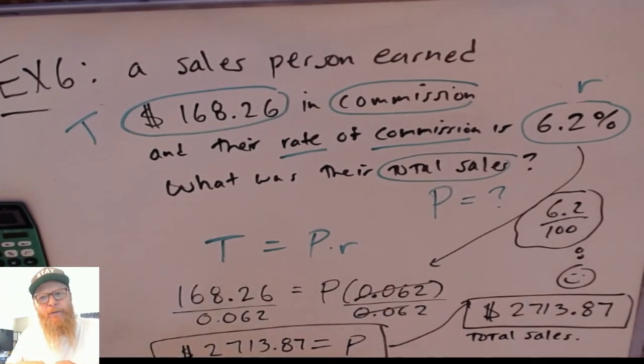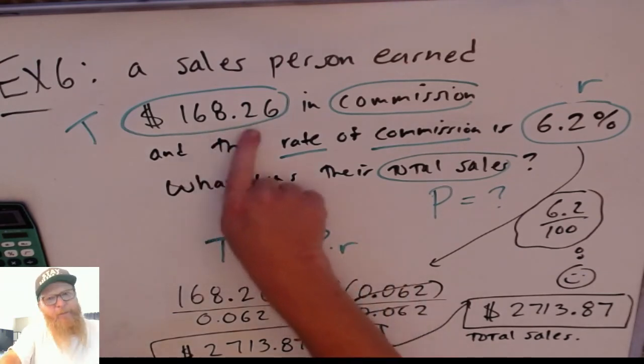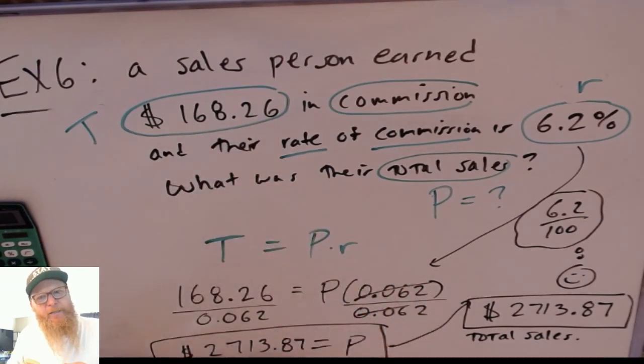All right, so that's your tip. Your $168.26 on top of the, well, you didn't get to keep this $2,700. That's the boss's money, or that's the company's money, and this is your little tip for doing that.